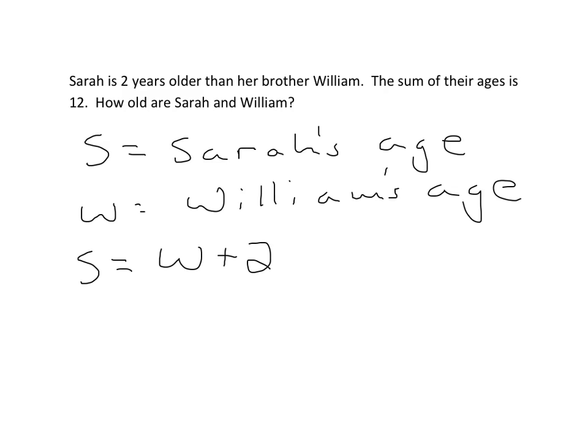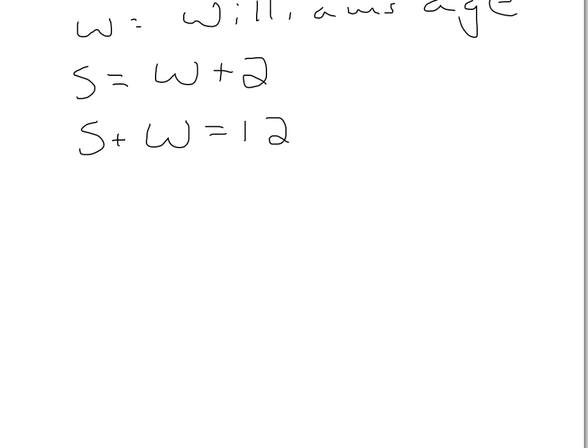And I also know that the sum of their ages is 12. To write that as an algebra equation, I'll say Sarah plus William equals 12. So now I have to somehow combine these two equations together and figure out what Sarah and William's ages are. What I'm going to do, I see that Sarah is the same as W plus 2. That's what that equal sign means. So in this second equation, where I see the S, I'm going to replace it with W plus 2. And I'm going to leave the plus W, and that still equals 12.